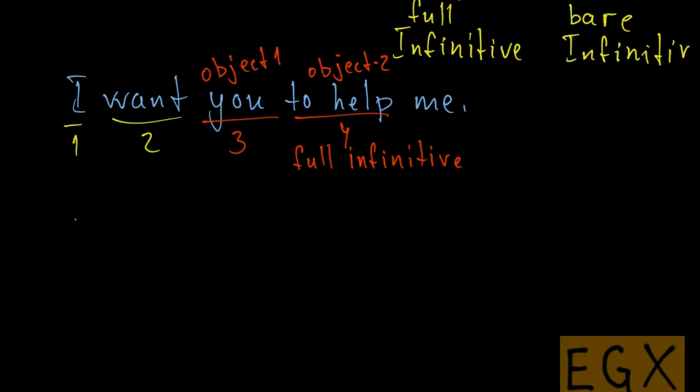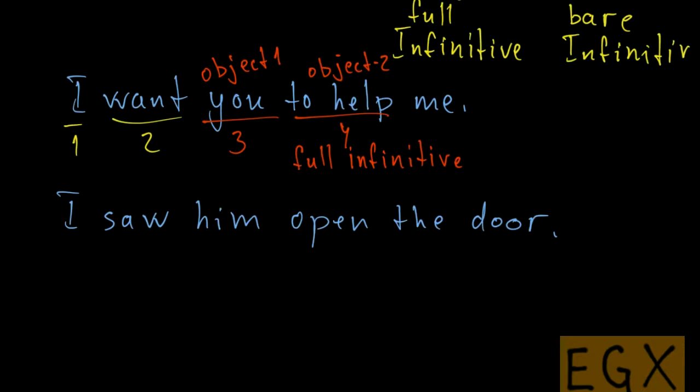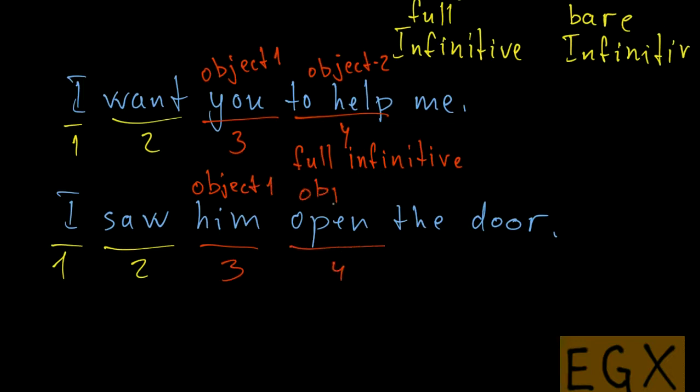Let's take another example. I saw him open the door. So, what do we have here? I, this is my subject. Saw, this is my verb. Him, this is my object number one. And then open, this is my object number two. But, as you see, here I have to, but here there is no to. So, this is a bare infinitive.